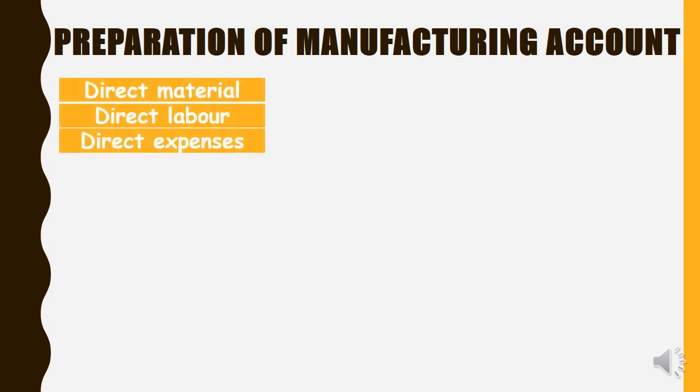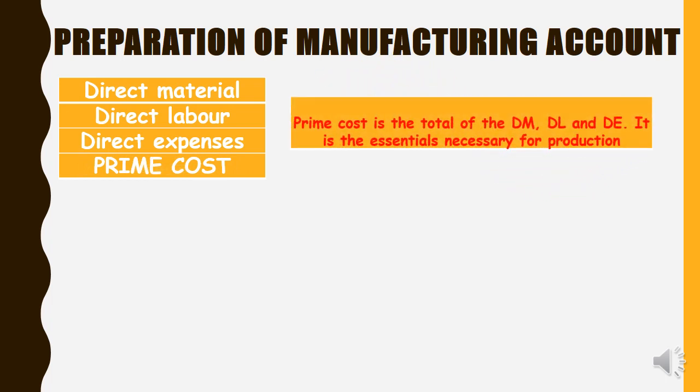Now we look at the preparation of the manufacturing account. The manufacturing account will start with direct material, direct labor, and direct expenses. If you add these three, we'll get a prime cost. What's the prime cost? Prime cost is the total of direct material, direct labor, and direct expenses, and it is essential and necessary for the production.